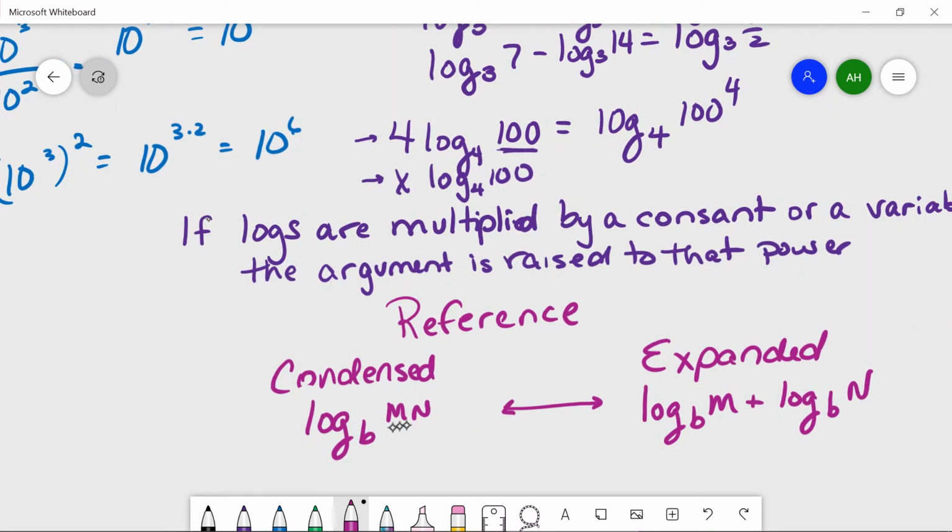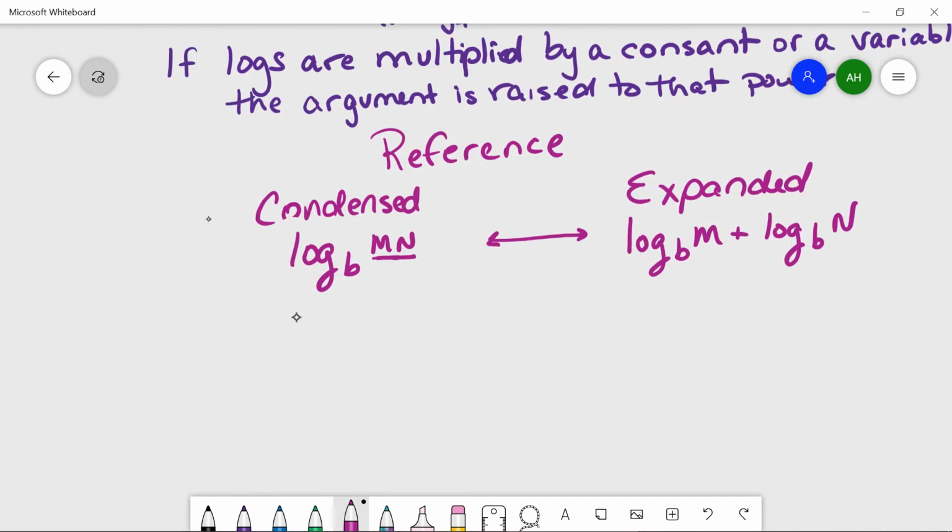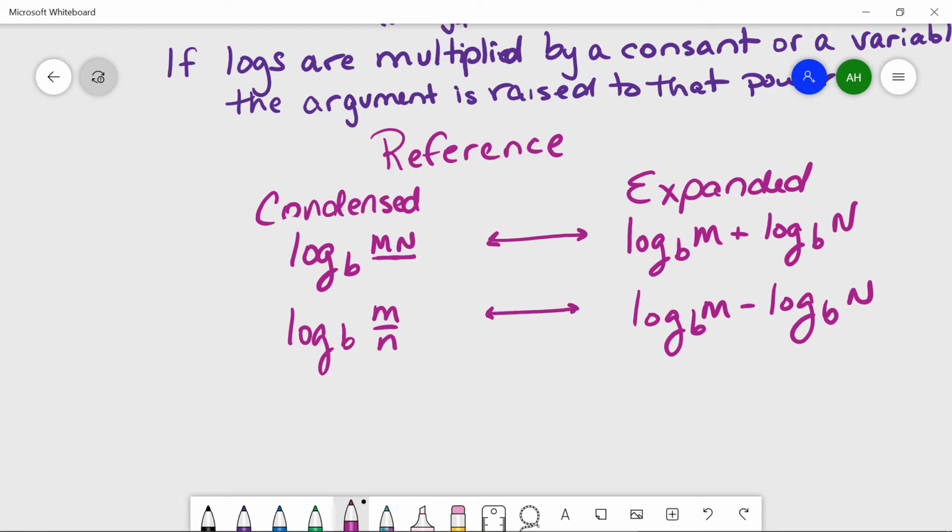All right, and so here you can go either way. If you've got something like this, you can expand it, or if you've got the expanded version, you can condense it. All right, here my condensed version is log base b of m divided by n is going to be log base b of m minus log base b of n. All right, and that can go either way, whichever one you already have. If you have the condensed, you can expand it. If you have the expanded, you can condense it.